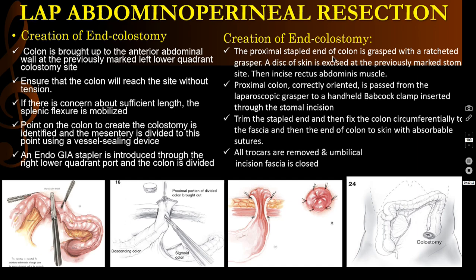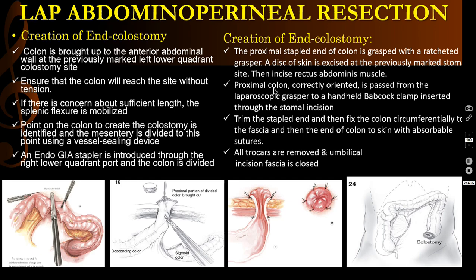The proximal stapled end of the colon is grasped with a ratcheted grasper. This is the ratcheted grasper, and the disc of skin is excised at the previously marked stoma site. Then incise inside the rectus abdominis muscle also, because the colostomy should come through the rectus muscle, not lateral or medial to the rectus muscle.